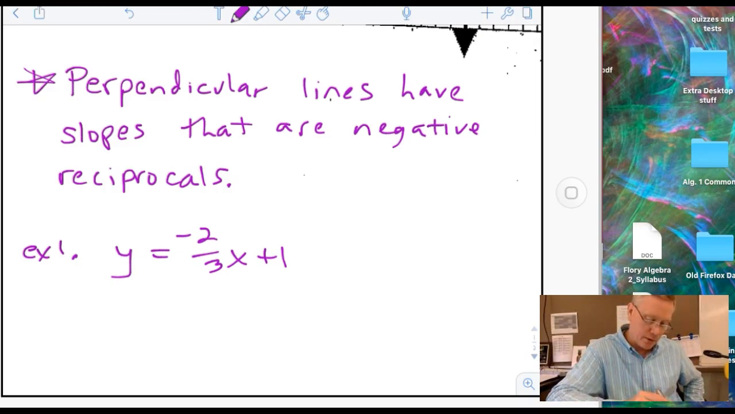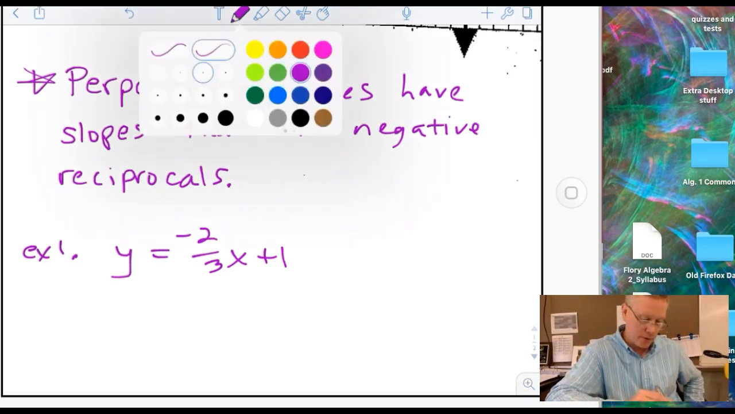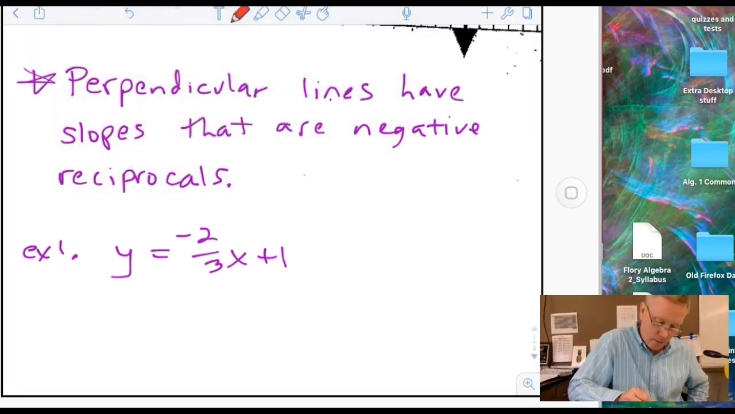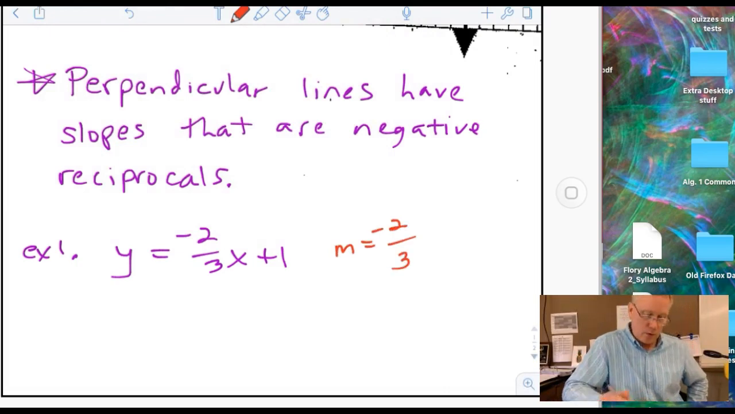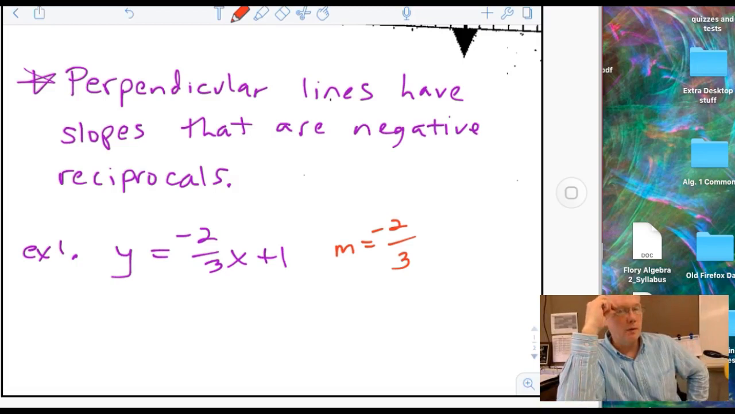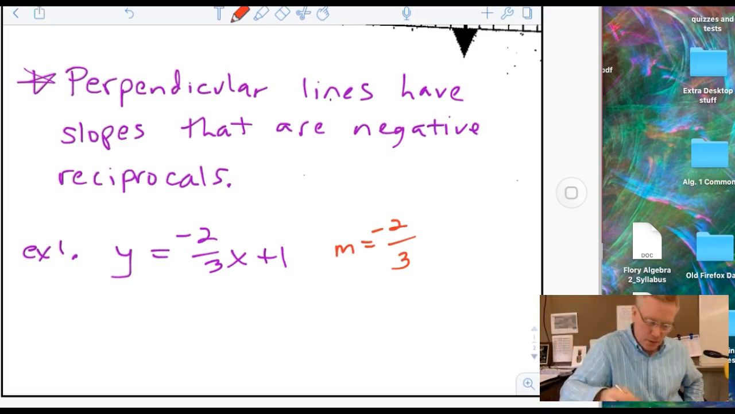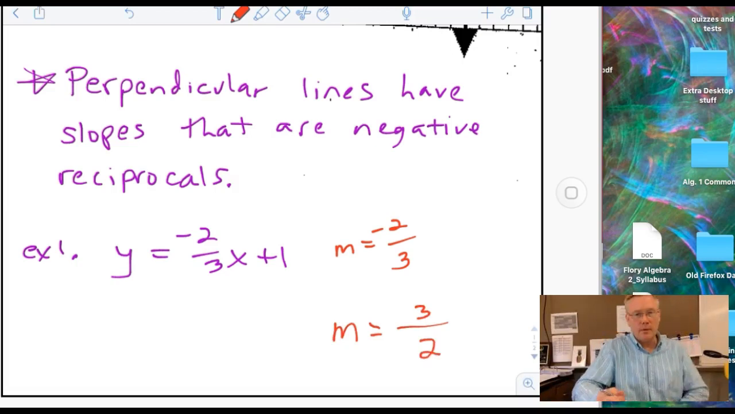I'm only looking at the slope. So the slope in this case would be negative 2/3. So when I say negative reciprocal, that means you change the sign of it and flip it upside down. So the slope of a line perpendicular to it would be, if I put the 3 on the top and the 2 on the bottom and change it from negative to positive, this would be the slope. It would be 3 over 2, okay?